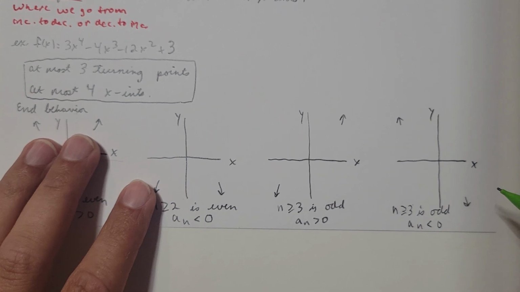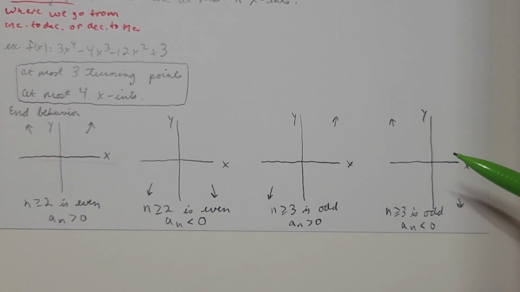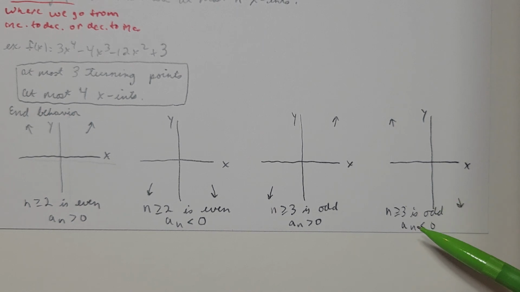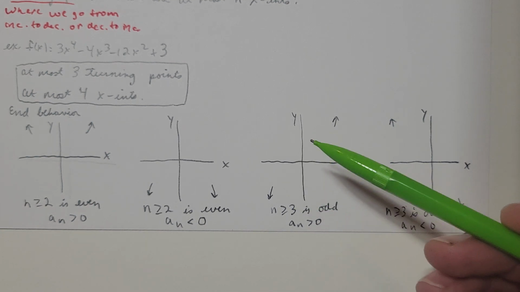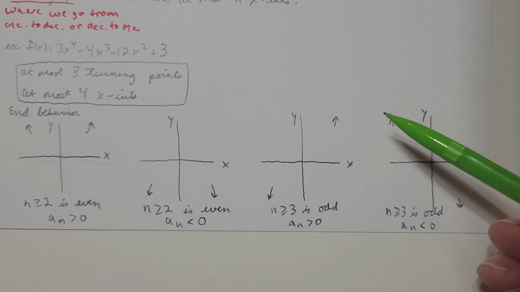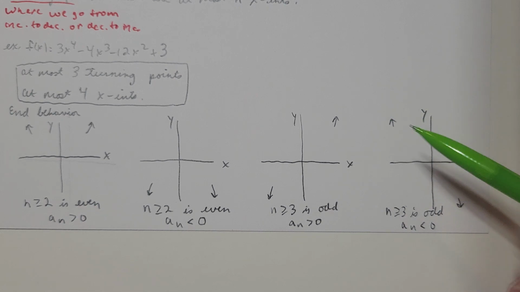And then in this last situation, suppose that I have a degree that's an odd number, and n is greater than or equal to 3, and a sub n, the leading term, is a negative. Well, think transformations. I'm going to flip this graph upside down, and I'm going to open upward on the left and downward on the right. Okay, so that's very helpful.